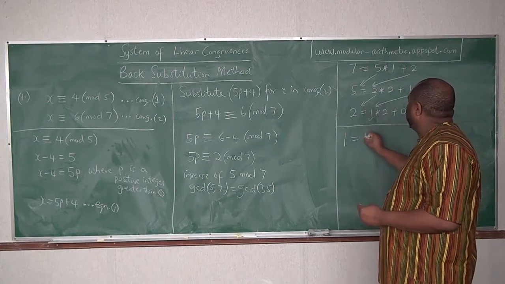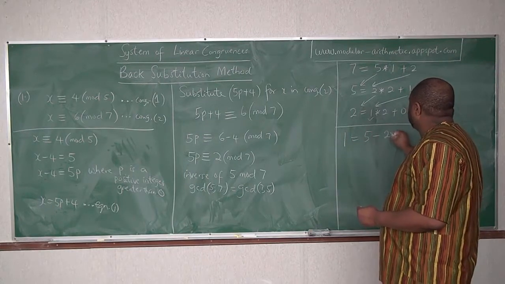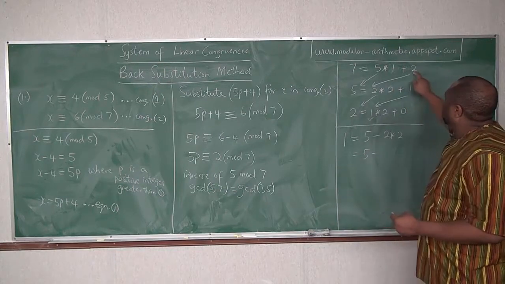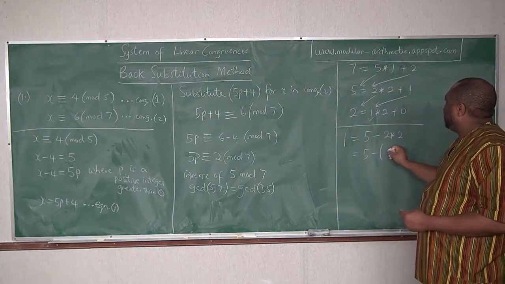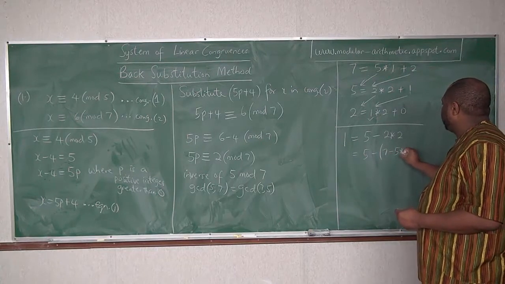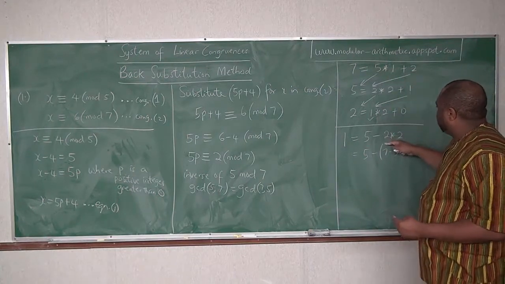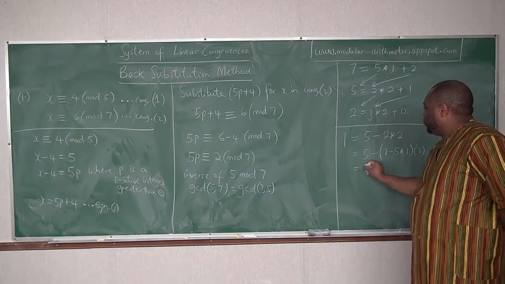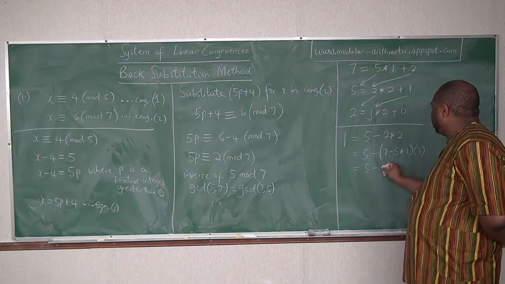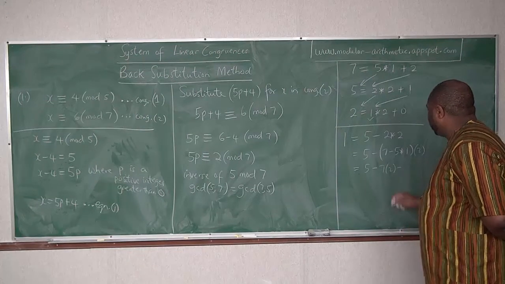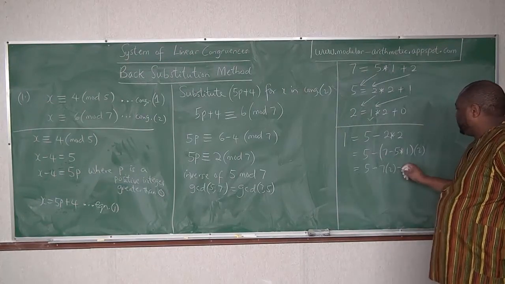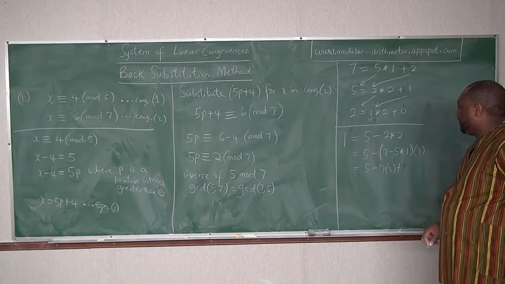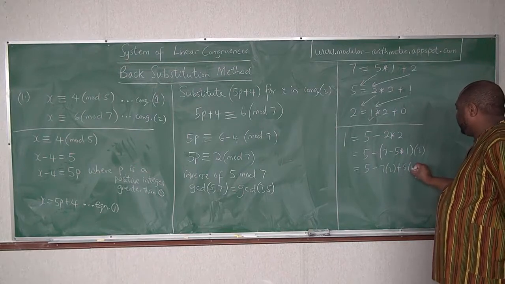1 is 5 minus 2 times 2, which is 5 minus, this 2 is 7 minus 5 times 1, that's this 2 here, then times 2, times this 2. So this will be 5 minus 7 times 2 plus, because this is minus, then minus times minus is plus, 5 times 1 times 2.